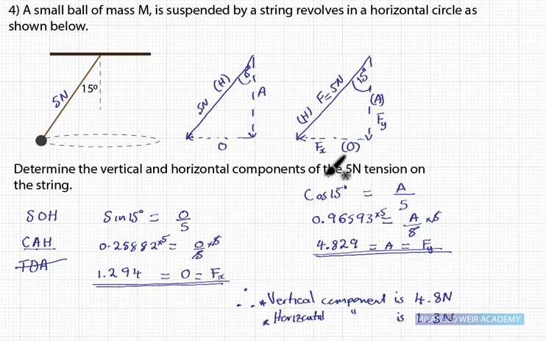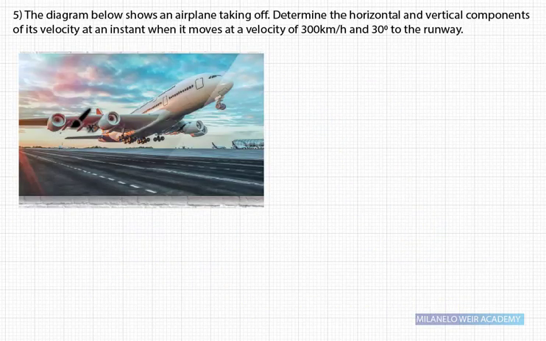Okay, I believe this is the last question. Yeah, now I think, guys, number 5. The diagram below shows an airplane taking off. Determine the horizontal and vertical components of its velocity at an instant when it moves at a velocity of 300 kilometers per hour and 30 degrees to the runway.